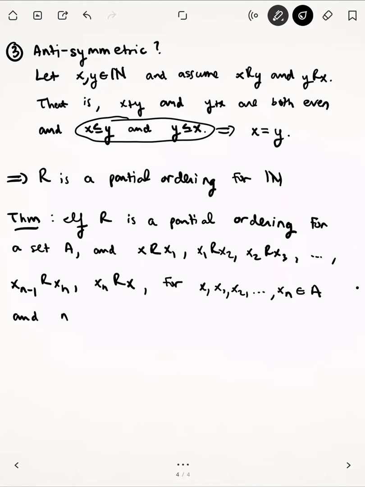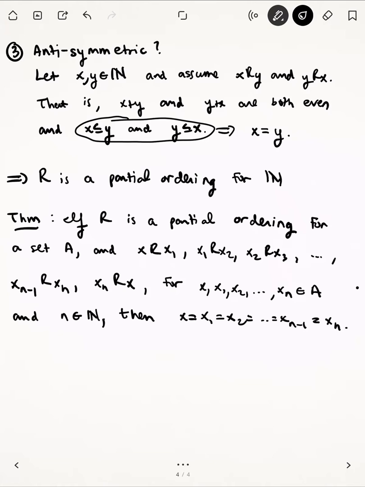Okay. And n is a natural number. Then in fact, all these elements we've extracted from A are equal. And this is sort of easy to think about in terms of what we were just discussing for anti-symmetric relations. And you can actually prove this by using induction on the number of elements you're extracting from a given set A.